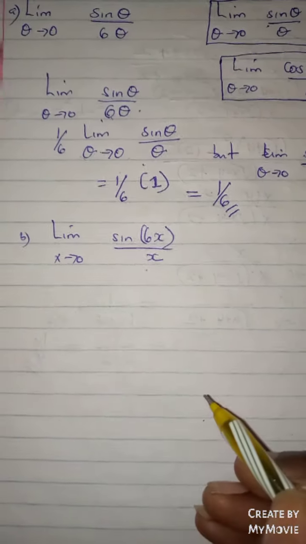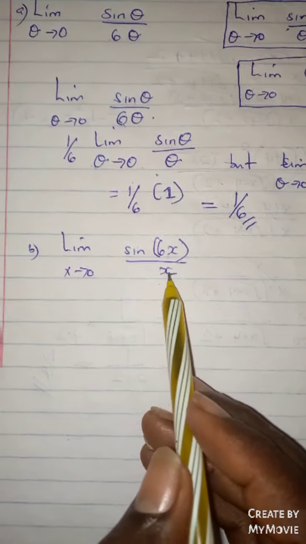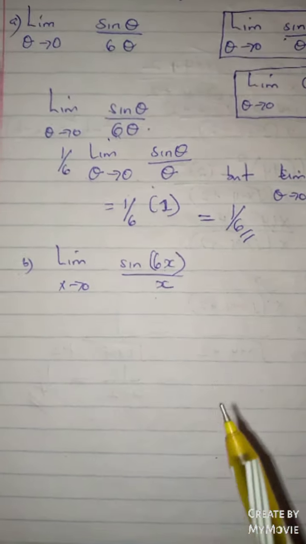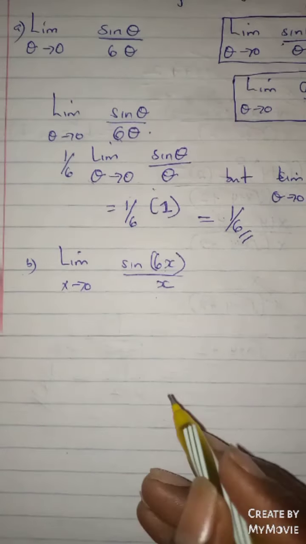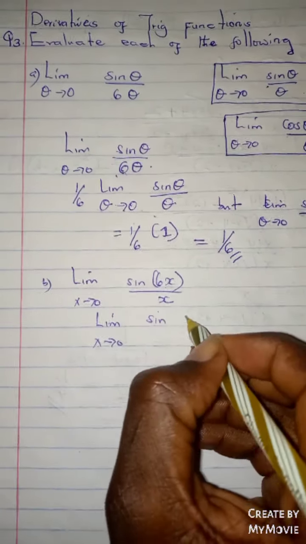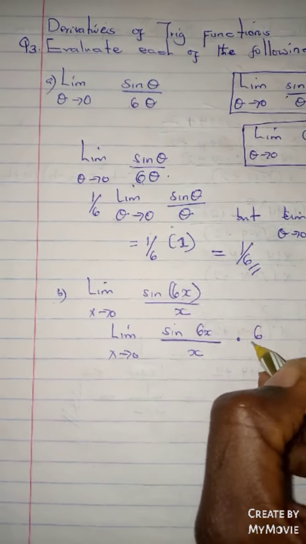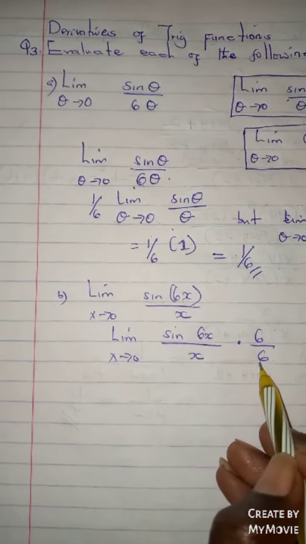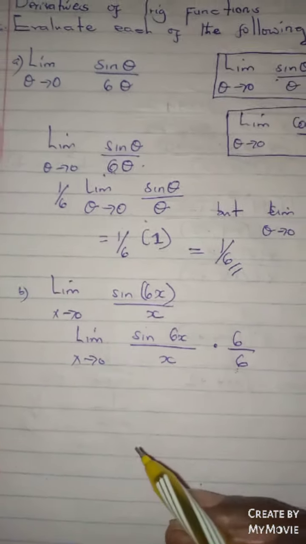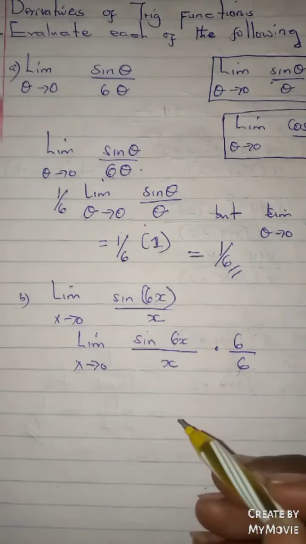The first thing I will do is make sure that if there is a theta here, the denominator must also have a theta, meaning there must be a 6x in the denominator also. How are you going to do that? This is how: the limit as x approaches 0 of sine 6x over x, and then I multiply it by 6 over 6. When you multiply by 6 over 6, it is just like multiplying the function by 1, which returns the function in its initial state. But now we are just doing some manipulation of the function.